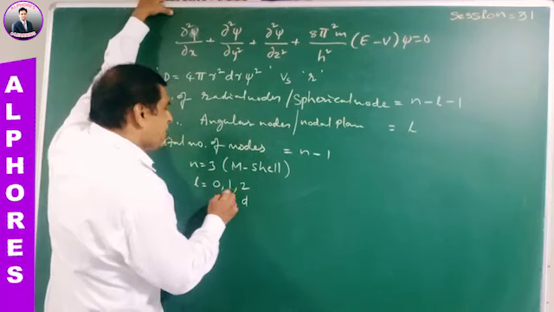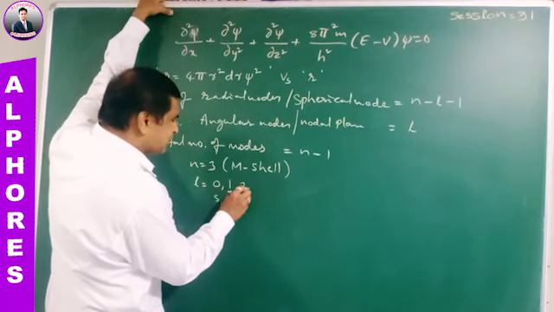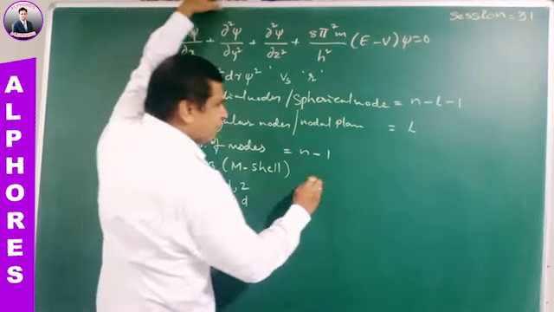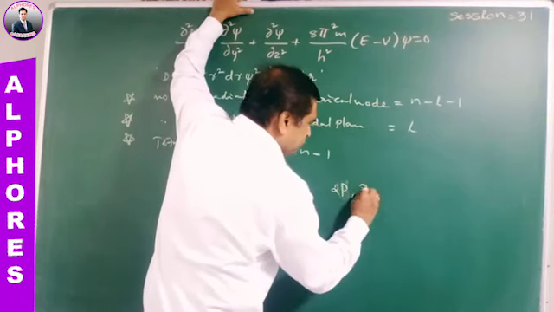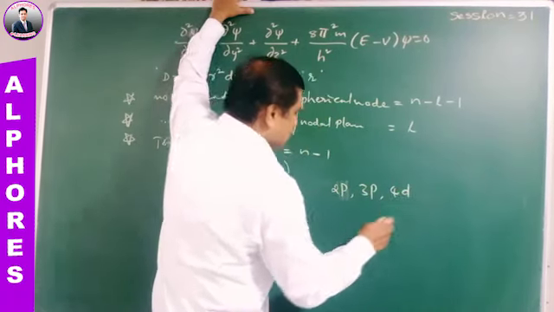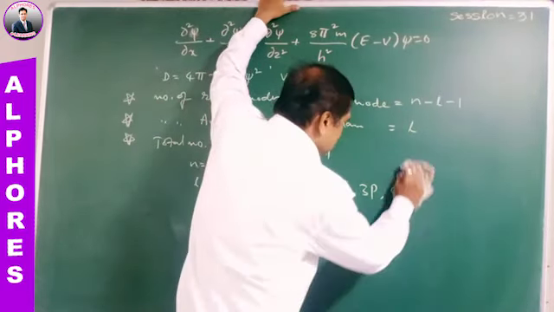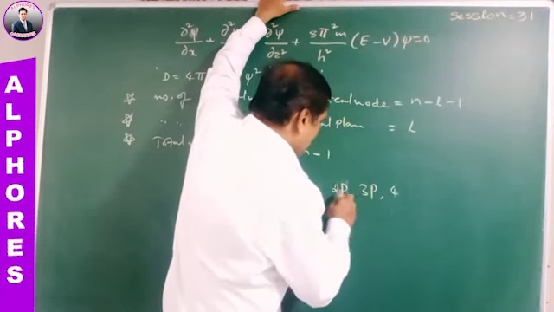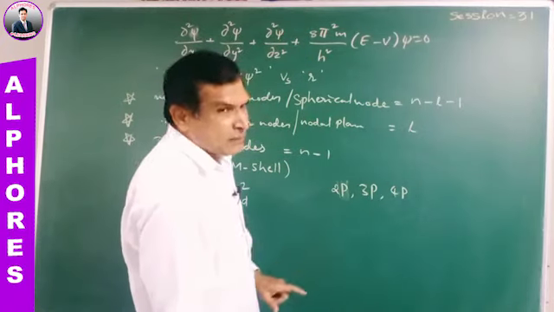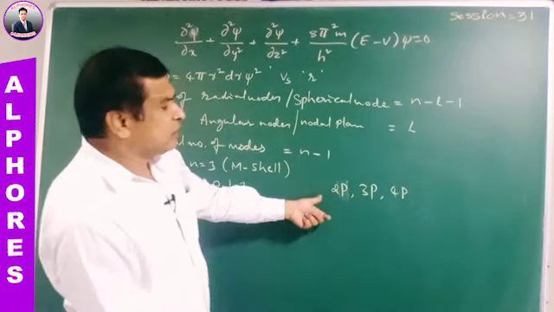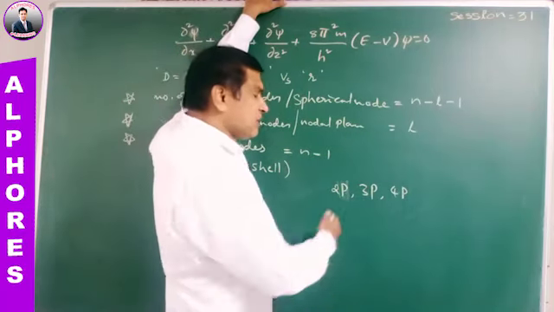Now let us take the P subshell. It is the 3P subshell, the 3D subshell, the 3S subshell. Now let us take 2P, 3P and 4P subshell. That means L is equal to 1. That subshell with L equal to 1 belongs to the second orbit, third orbit and fourth orbit. So now all are P subshells only.